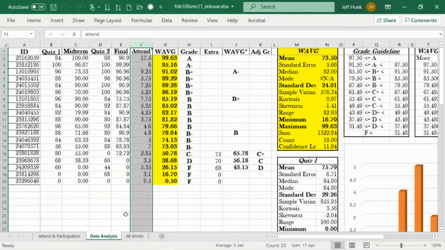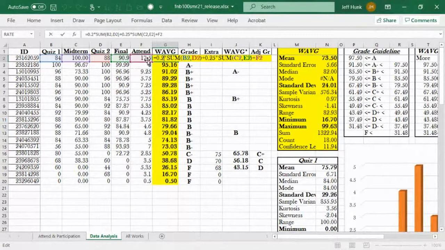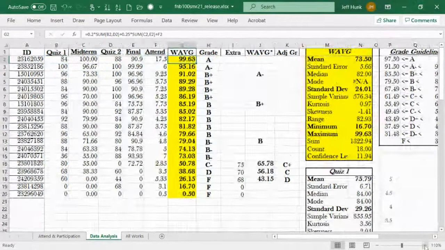But then, they are raw. If you got 10 points in attendance, it will enter the 10% weighted average. The raw 10 points will enter this calculation. So for this person, 17.5 entered the weighted average calculation.